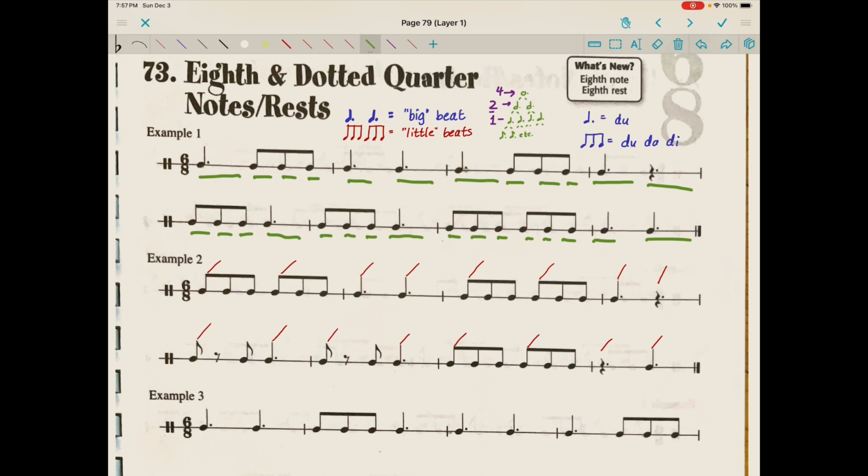Ready, speak. Do-da-di, do-da-di, do-do. Do-da-di, do-da-di, do. Do, di, do, do, di, do, do, da, di, do, da, di, do.